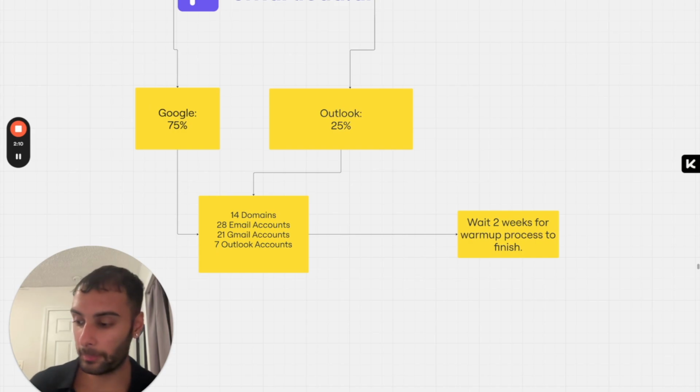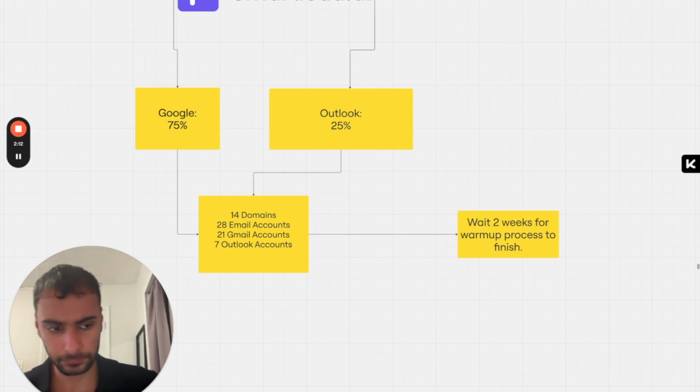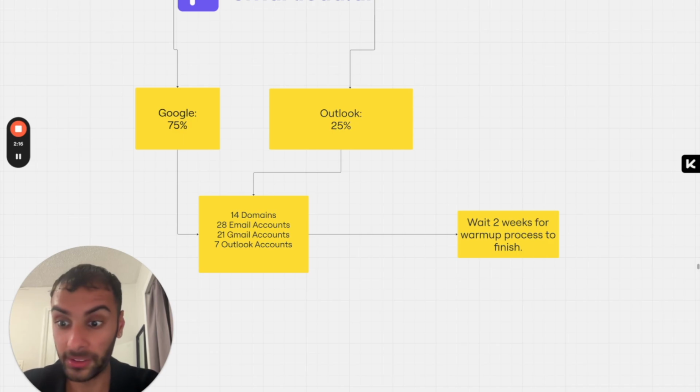So what I mean by warming up is that obviously if you just buy those accounts and you immediately start sending out 20 or 30 messages a day, Google and Microsoft will be like, okay, this guy literally just bought his email account and he's already sending out all these messages. This guy has to be a spammer. Like, there's no way. That does not sound like a human, right?